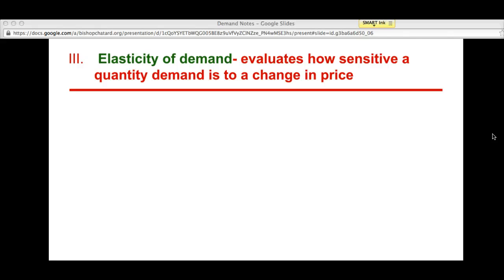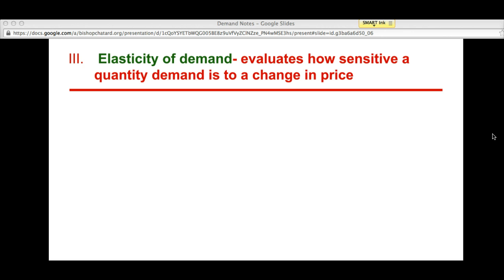All right, so today we're talking about elasticity of demand. Elasticity, like I said, can be related to more than just demand, but today we're talking about just demand. So elasticity of demand is looking at how sensitive quantity demanded is to a change in price.